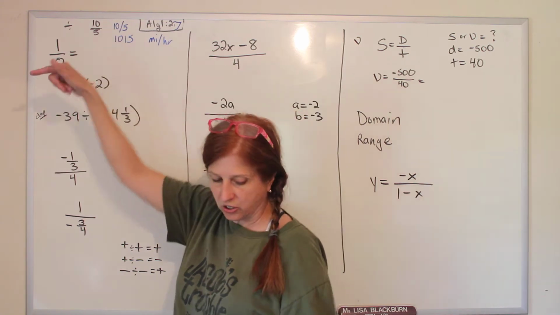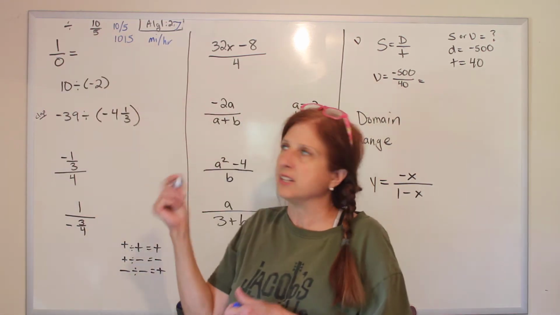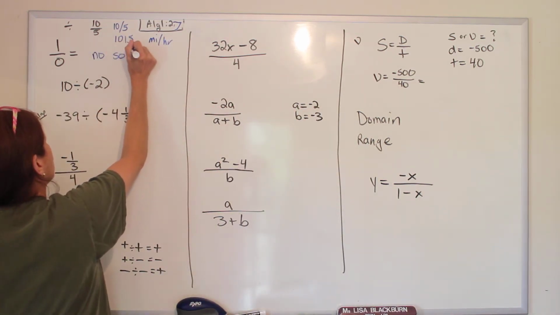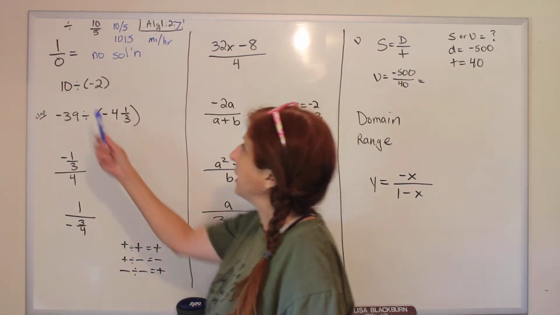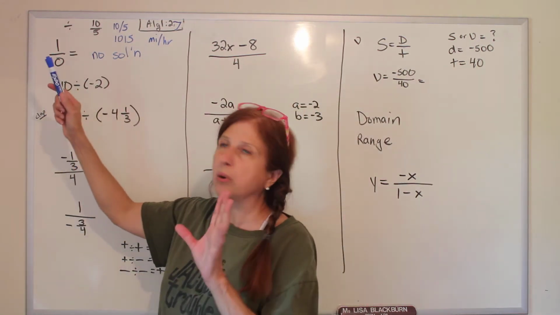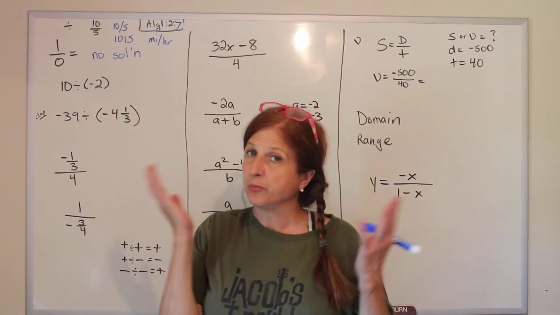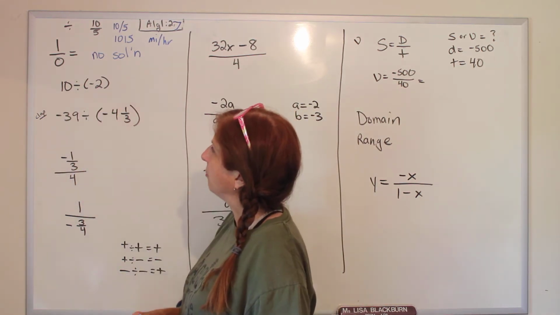So the answer, if it is 1 divided by 0, is usually you would write no solution, and that is the abbreviation for no solution. I want everybody to try it on your calculator right now. You can pause the video, do 1 divided by 0, and see what it says. Won't let you do it. It says error.